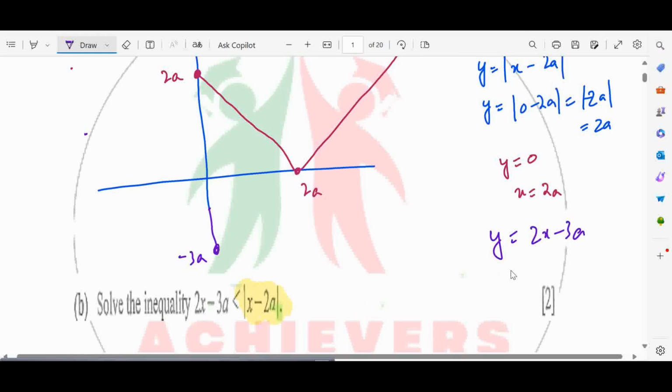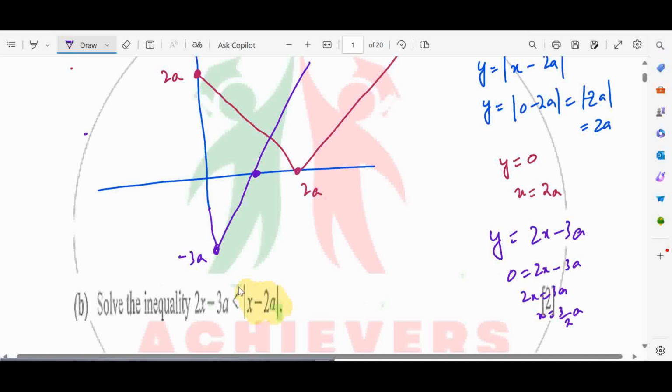Now when y is 0, what will be the value of x? 0 equals 2x minus 3a, which means 2x equals 3a, which means x equals 3 by 2 a. So 3 by 2 a means 1.5a. So 1.5a will be approximately here, and this will be the second line.